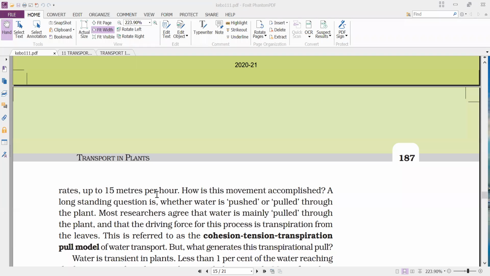But here, because of transpirational pull, in the xylem, the transportation of water occurs at a rate of 15 meters per hour. How is this movement accomplished? A long-standing question is whether water is pushed or pulled through the plant.